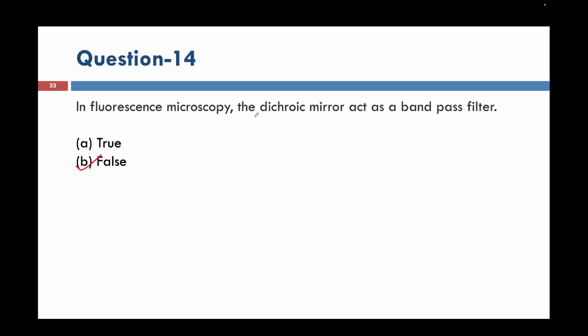So the difference between a band pass filter and a long pass filter is, in a band pass filter we use light of a specific wavelength. That means only this wavelength band we will allow. The wavelength band is defined. This is what is called a band pass filter. But in fluorescence microscopy, I use a long pass filter.